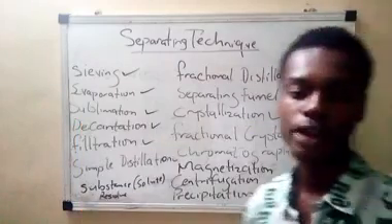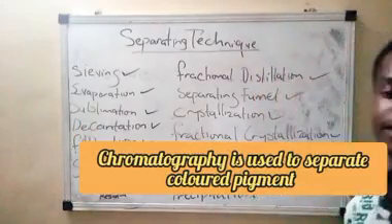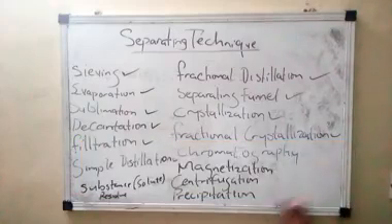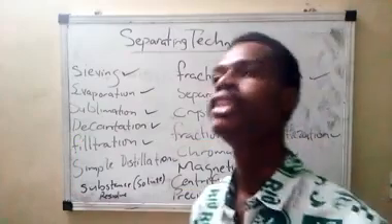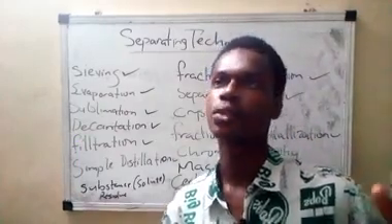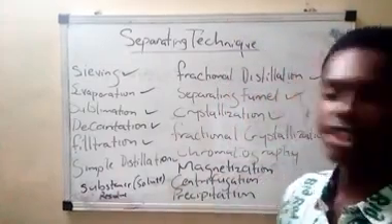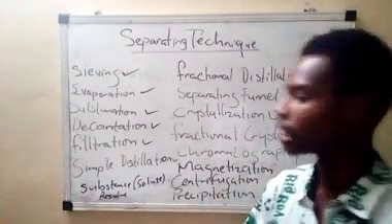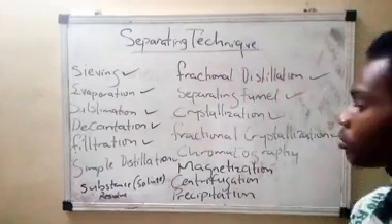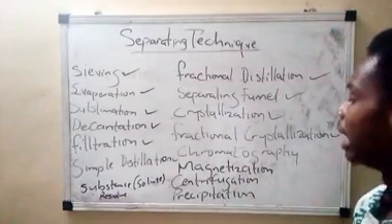Now we enter chromatography. It's used to separate color pigments. This thing came out, I believe, in JAMB, should be 2008. I can't remember the exact year, but it came out as the first question where they asked a question concerning something grass. I cannot remember the question clearly, but the answer was chromatography.